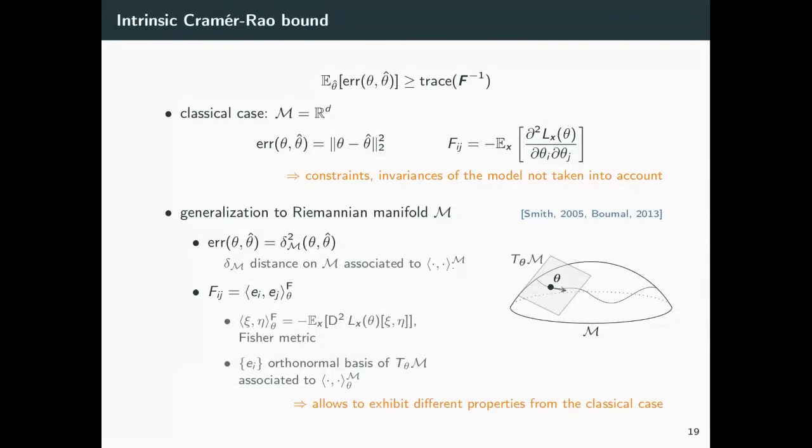And if we want to take a more general case into account, where we can take constraints and invariances of the model, then we can generalize these results to a Riemannian manifold, where here the error measure will be given by the squared distance function on the manifold, and the corresponding Fisher information matrix is given by this formula here, where this is the Fisher metric, which is given by a very similar object as this one, and e_i and e_j correspond to an orthonormal basis of the tangent space associated to the Riemannian metric, which corresponds to the square distance defining our error measure.